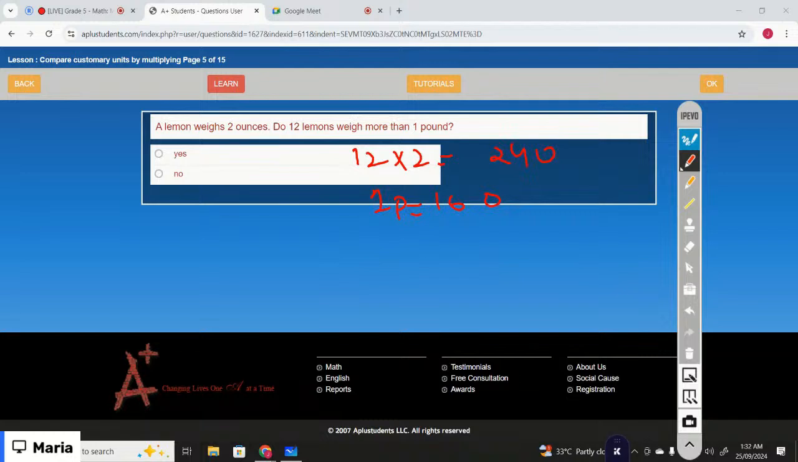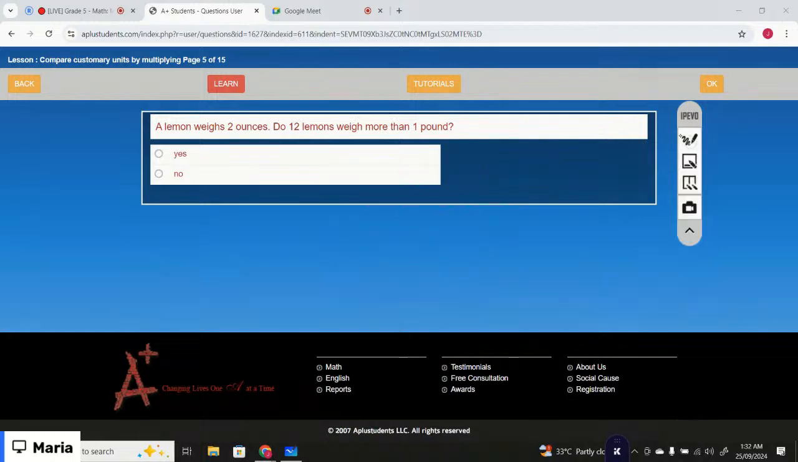The correct option is yes, 12 lemons weigh more than 1 pound. The correct option is yes. Got it? Okay, you can complete the lesson by yourself later today. Let me just move on to the next lesson.